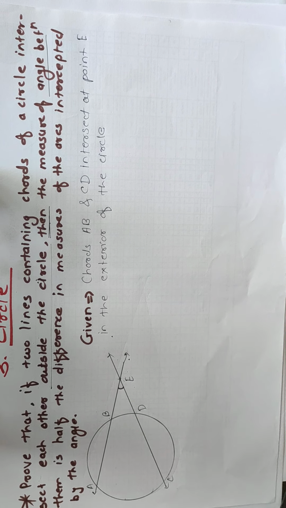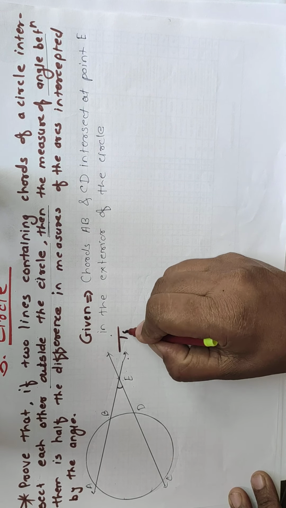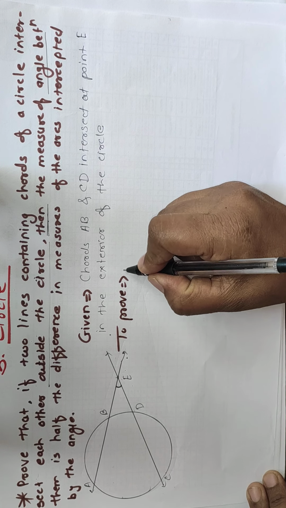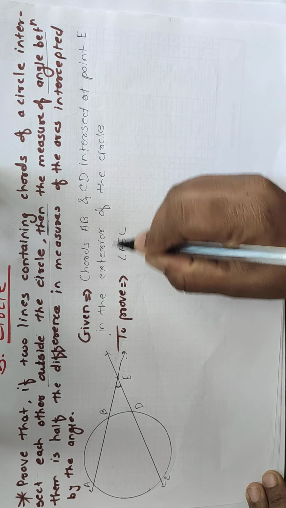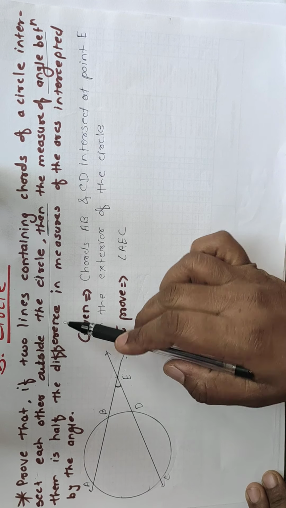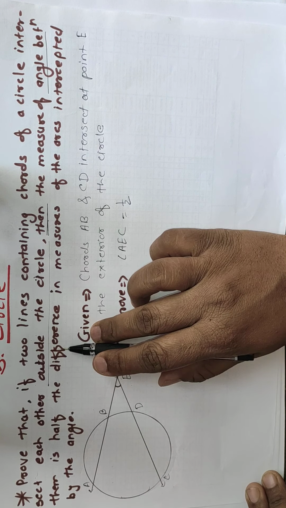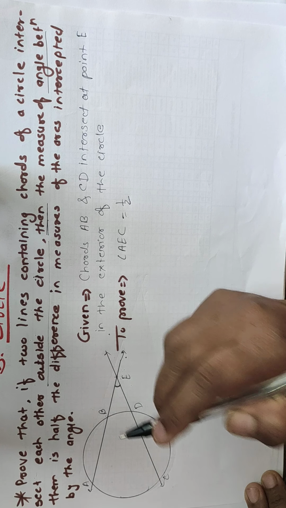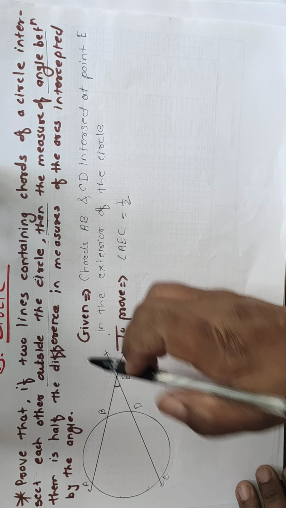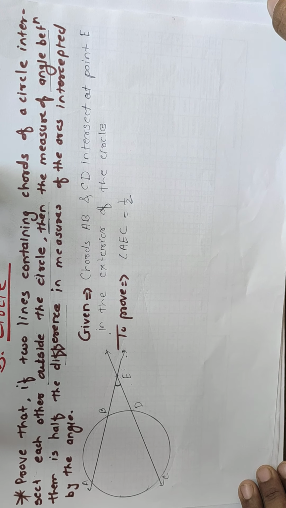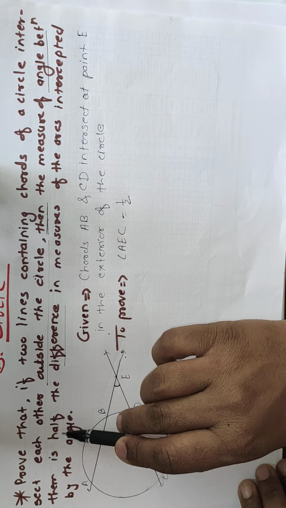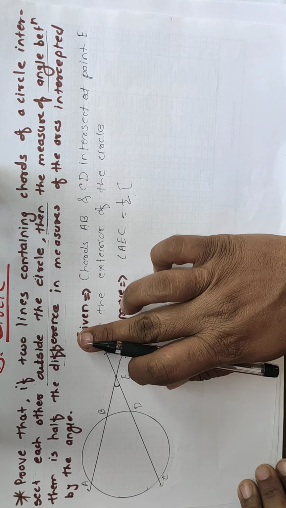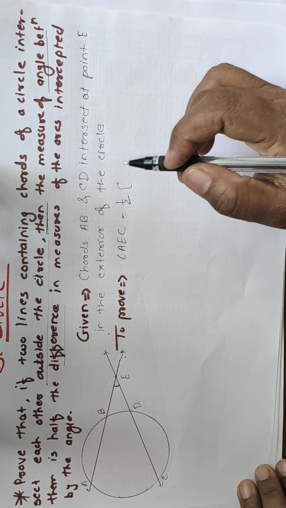So now we will write what to prove. We have to prove that angle AEC is half the difference between the measures of the arcs intercepted by it. So which arcs are intercepted by this angle? AC and BD. These two arcs are intercepted, but we have to take the difference. So the measure of the angle between them is half the difference between the measures of the arcs, and difference means subtraction.